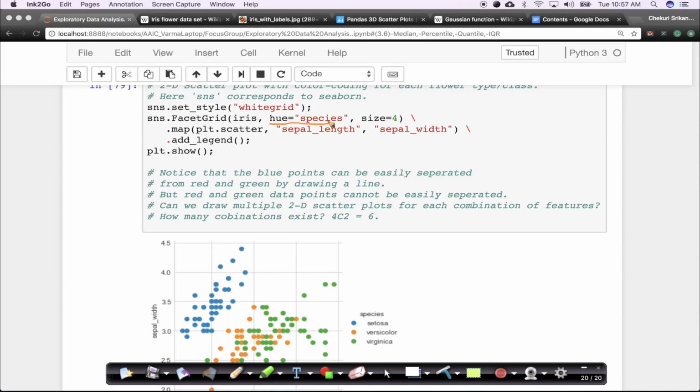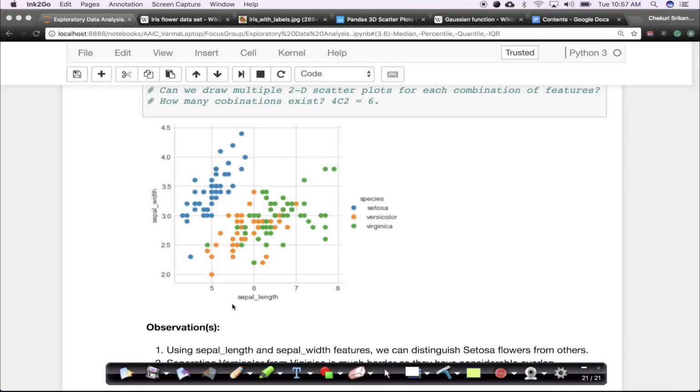So hue equals species basically means color these points based on what species value they have, and plot a scatter plot here with sepal length on the x-axis and sepal width on the y-axis, and add a legend. We'll see what legends are. Legends are very important. For a data set, typically this is what is called a legend. For a plot, this is a legend which says what color is what class label. This is called a legend.